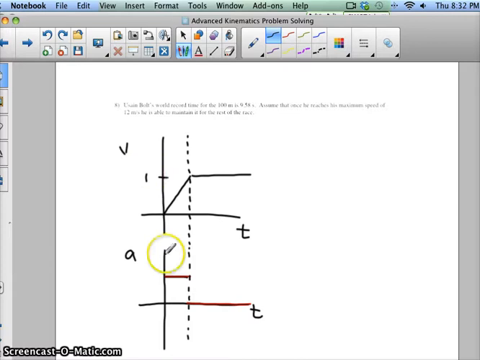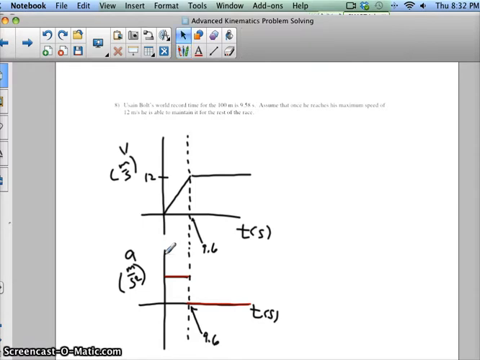Okay, so this is 12, and this is meters per second, seconds, and our acceleration is measured in meters per second squared in this case. And it takes him like 9.6, so I'll call that 9.6 seconds. That's also 9.6 seconds. Okay. So let's set up, since we know the total displacement is 100 meters, let's set up our equation based on that.